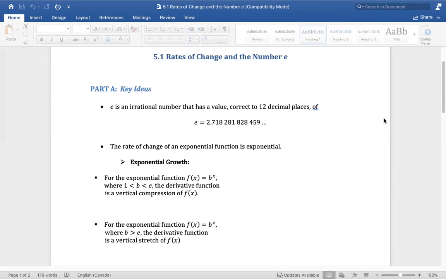Okay, so moving on to Unit 5 now, we're looking at rates of change of exponential growth and decay functions and the number e. So this is new to us. So e is an irrational number that has a value. And just showing correct to, let's say, the first 12 decimal places, e is 2.718281828459, et cetera, that it keeps going. There is no repeating numbers though, so that's what makes it an irrational number.